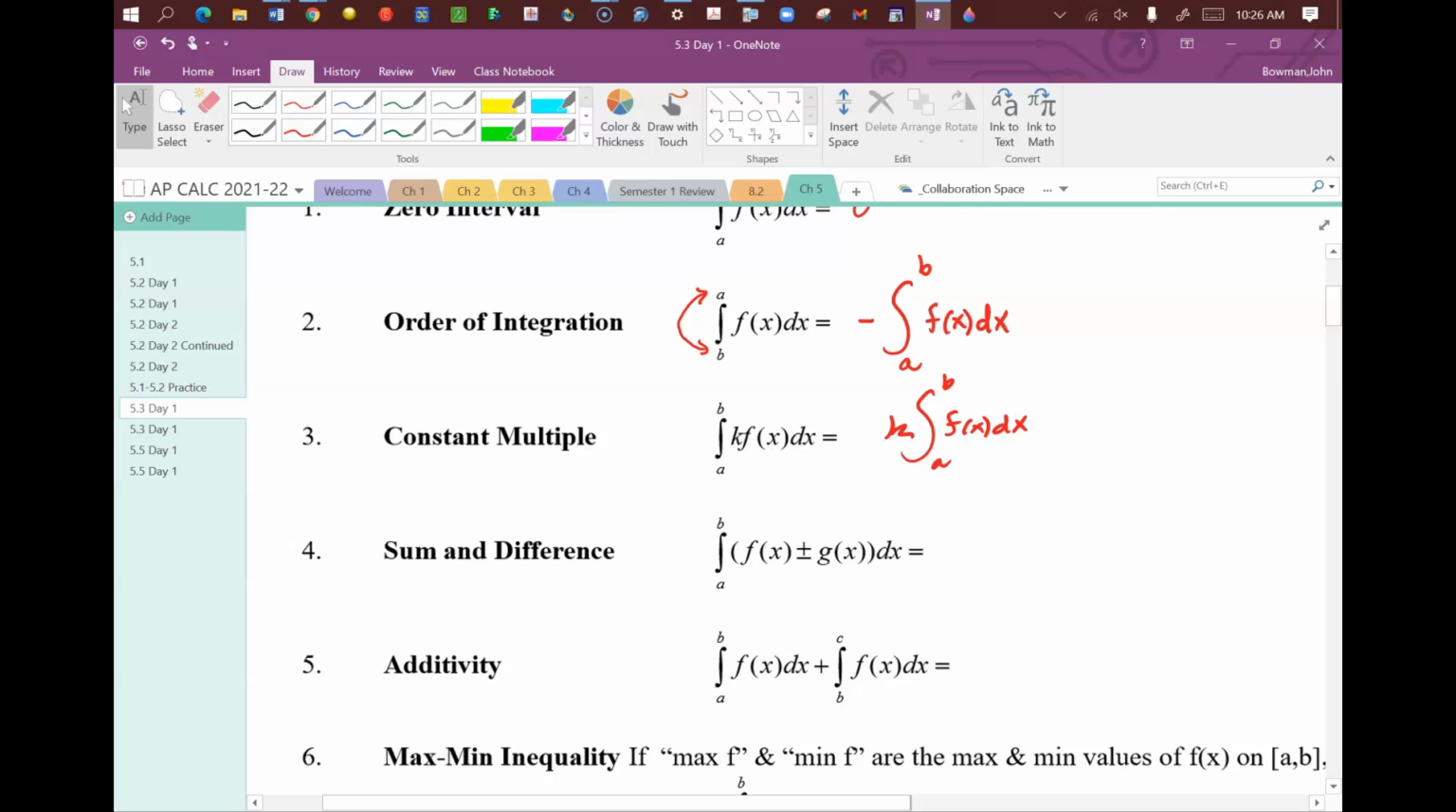The sum and difference. If you are taking the integral of the sum of two functions or the difference of two functions, that is, you're adding or subtracting them first and then integrating them, it is the same as integrating them first and then adding or subtracting them. So you can split that if it makes things easier. So the integral of f of x dx plus or minus the integral from a to b of g of x dx.